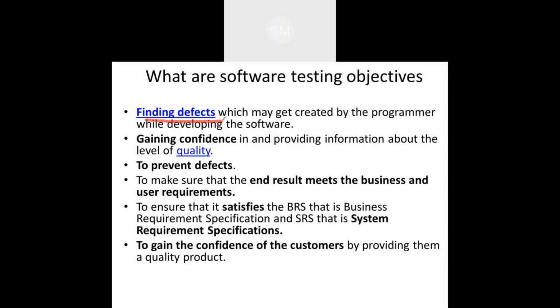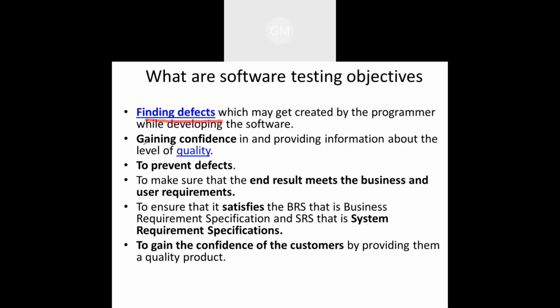Finding a defect is nothing but comparing the actual and expected output; if they do not match, then it is called a defect. If defects are not found, then there is no use of testing. So the main motto of testing is to find defects. As we have seen in the previous slide, the testing principle is that testing shows the presence of defects. That is the first principle, and that will be the first objective of software testing.